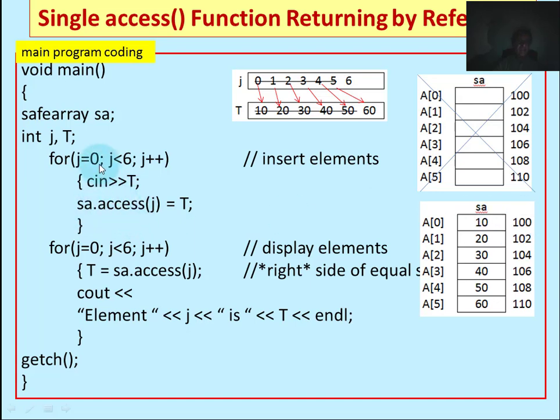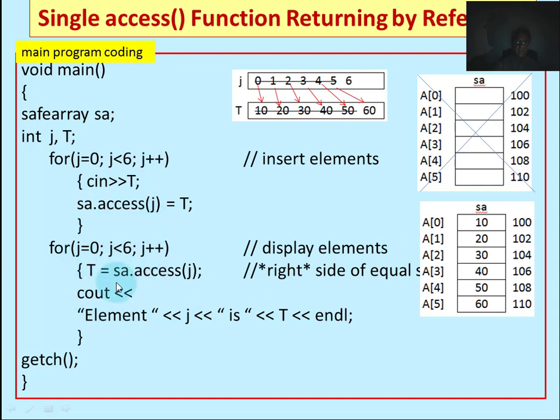Second time, j will be 1, and at that location the address is a of 1. The address of a of 1 will be returned here by the class, and the second value of t, which the user will input, will be stored at this 102 location. And then the third, fourth and fifth values will be passed to the access function, and the access function will return these addresses, and the t values will be stored at those locations.